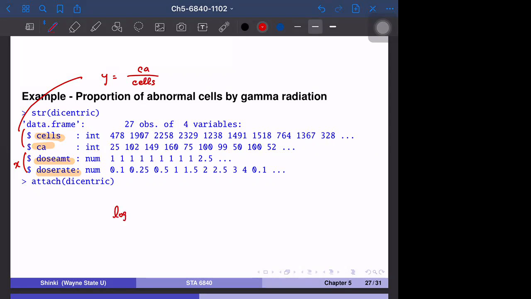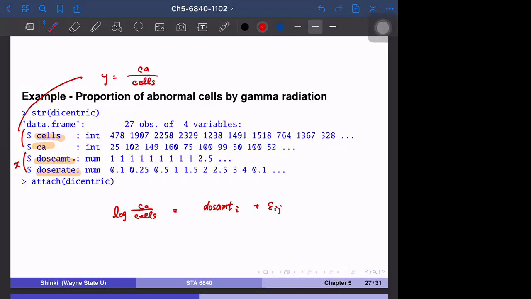So we fit the log of Ca over cells on this variable. The dose amount and the dose rate are both discrete variables, and it seems the dose amount is more useful. So we use the factor variable, the dose amount, plus maybe, as a kind of ANOVA model, the epsilon ij or something like that. So this is the model we want to fit.